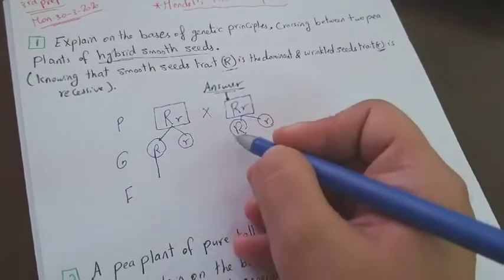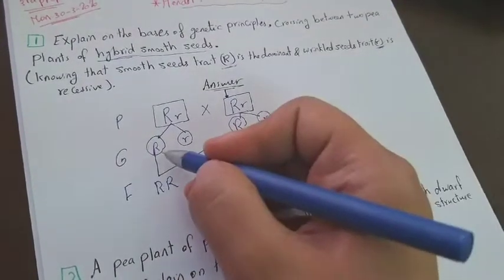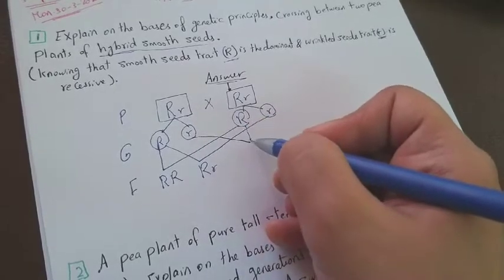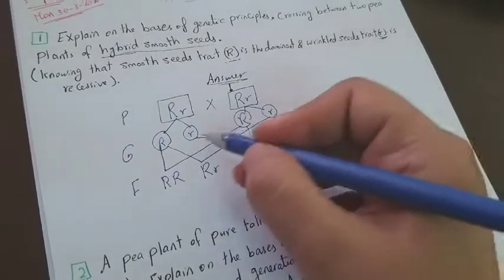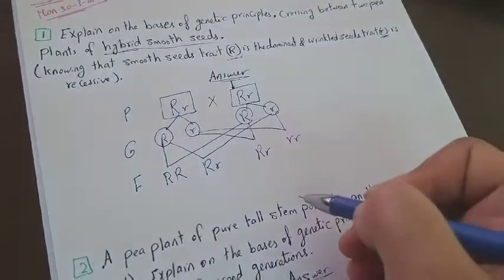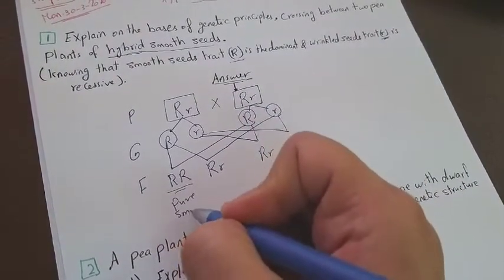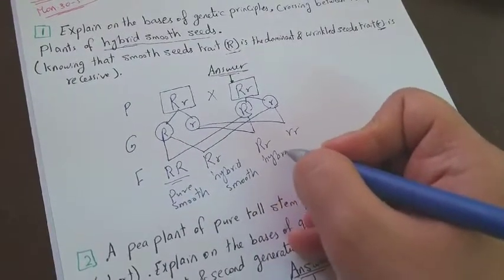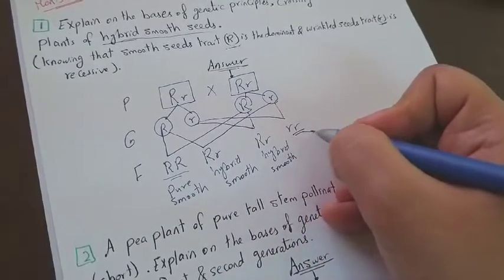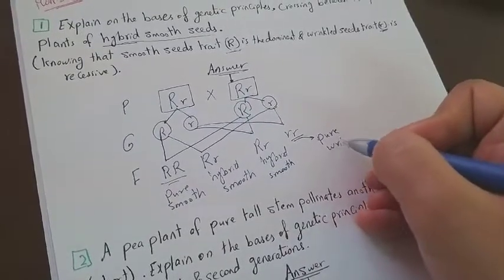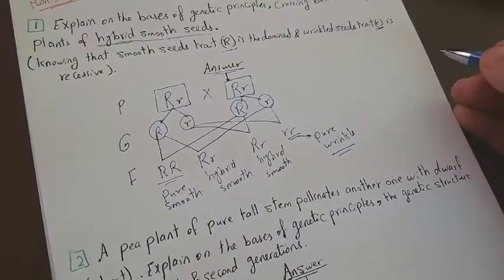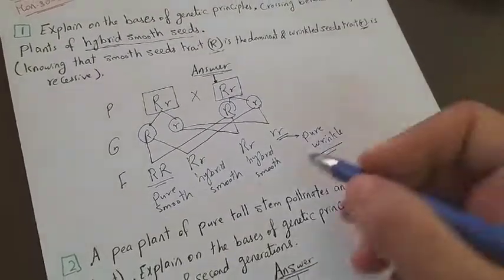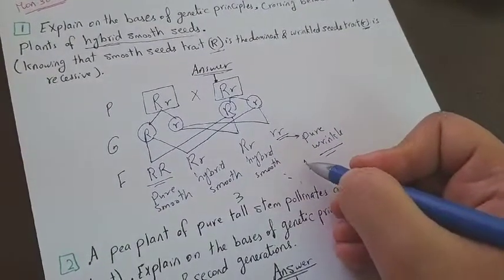So here we have R capital with R capital, it will be R capital, R capital. And here we have R capital with R small, so it will be R capital, R small. And here R capital with R small, so this will be R capital, R small. And here R small with R small, it will be R small, R small. So this will be pure smooth, and here hybrid smooth, hybrid smooth, and finally this will be pure wrinkled. So the offspring here, or the first generation, will be seeds. Some of them are smooth and the others are wrinkled, at a ratio of 3 smooth to 1 wrinkled.